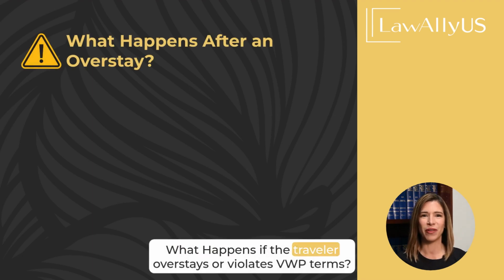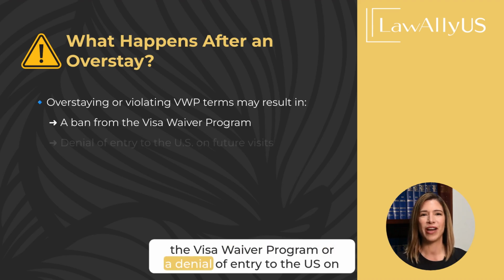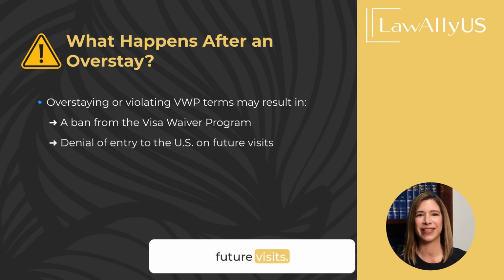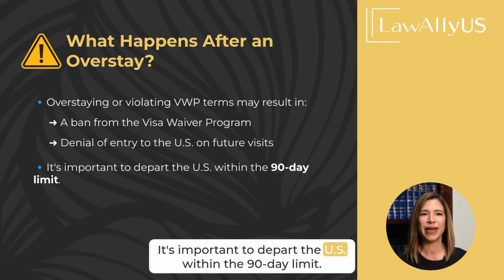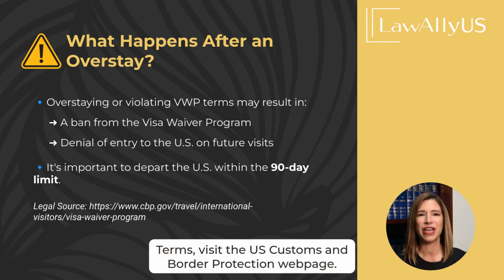What happens if the traveler overstays or violates VWP terms? Overstaying or violating VWP terms may result in a ban from the Visa Waiver Program or a denial of entry to the U.S. on future visits. It's important to depart the U.S. within the 90-day limit. For more information on the consequences of violating VWP terms, visit the U.S. Customs and Border Protection webpage.